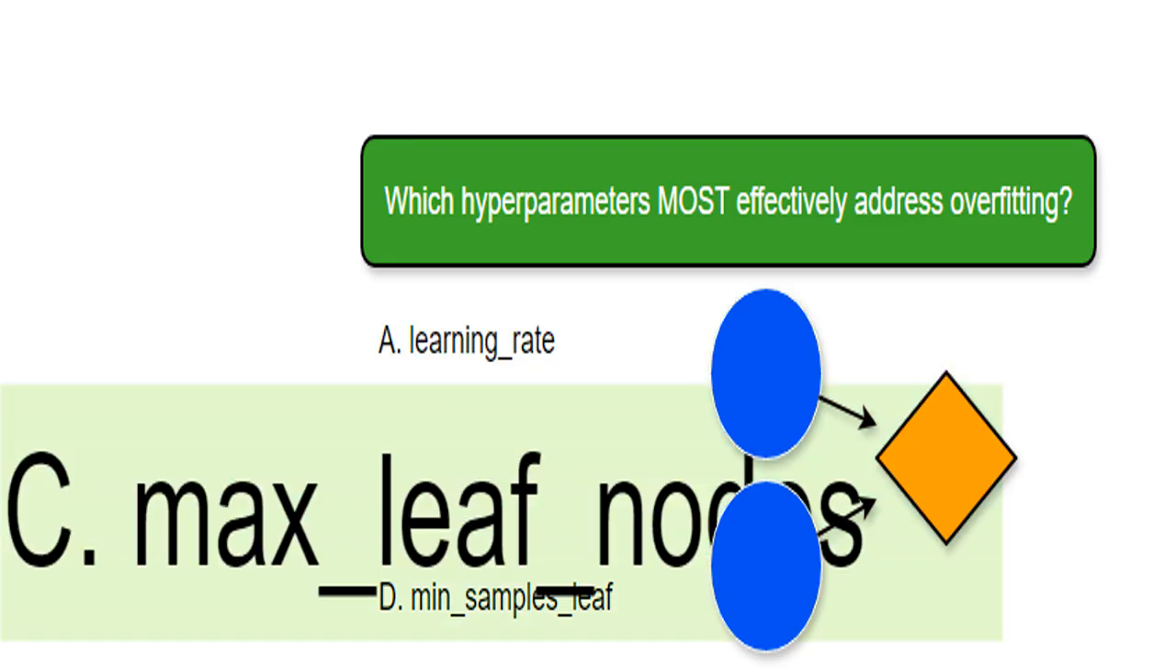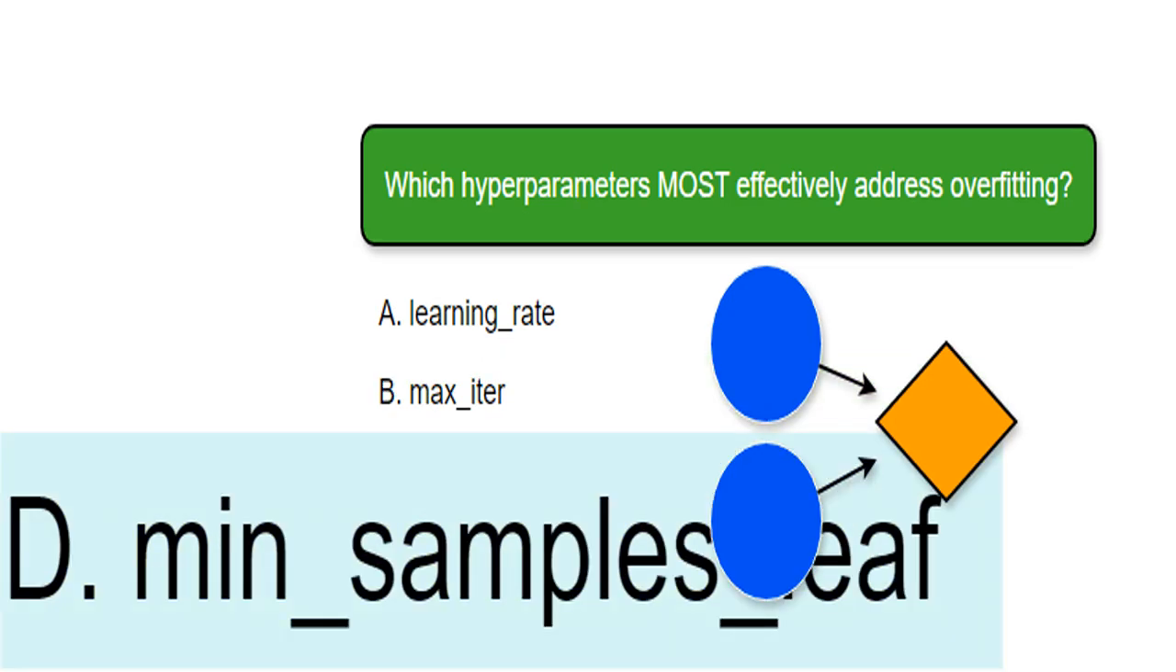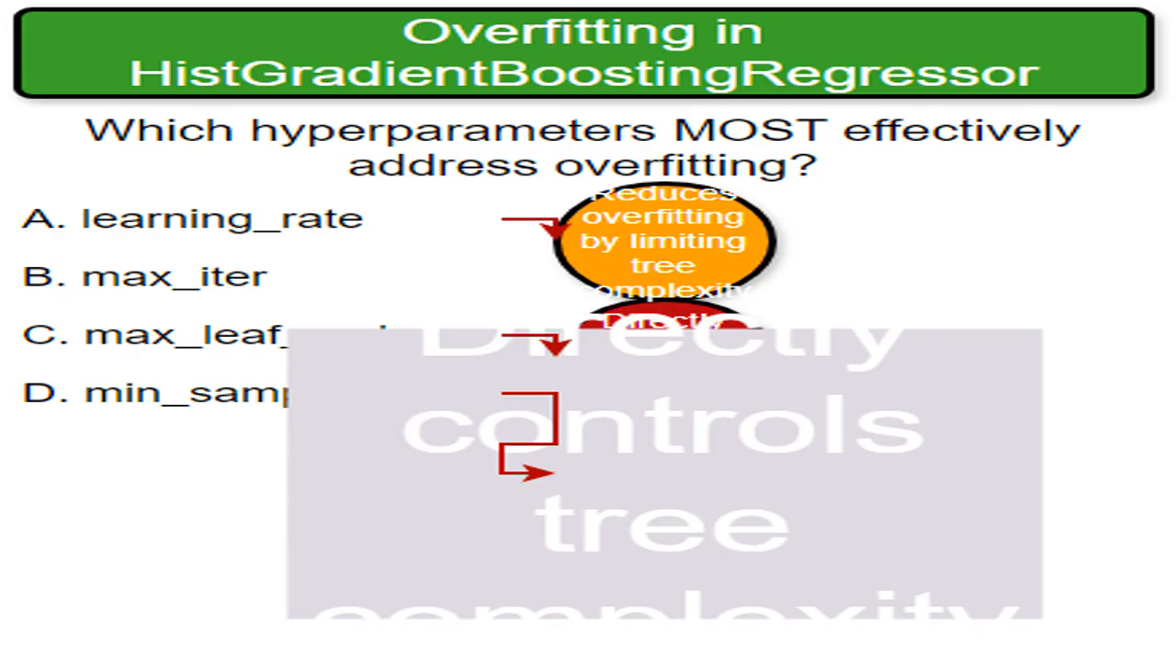This limits the number of leaf nodes, the final decision points, in each tree. Fewer leaf nodes means simpler, less complex trees, directly addressing overfitting. This sets the minimum number of data points required to create a leaf node. A higher value forces simpler trees, making the model less prone to overfitting. This also directly addresses the issue of overly complex trees. I see this as the most direct way to tackle overfitting. By limiting the number of leaf nodes, you're fundamentally simplifying the structure of each decision tree.